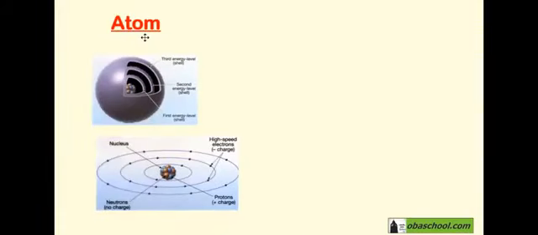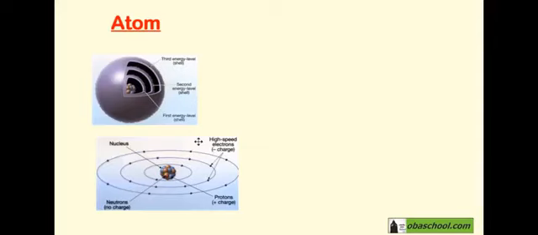Atom. The atom is the smallest particle we know. We previously explained that the atom is made of a nucleus, which contains protons and neutrons. As you see in this picture, the nucleus is in the middle, and the protons have a positive charge, while the neutrons have no charge because they are neutral.